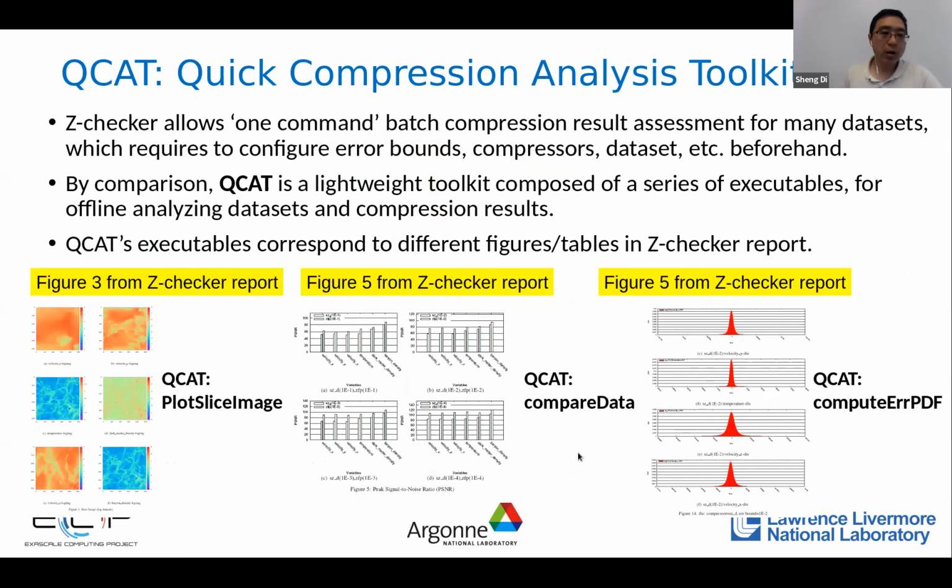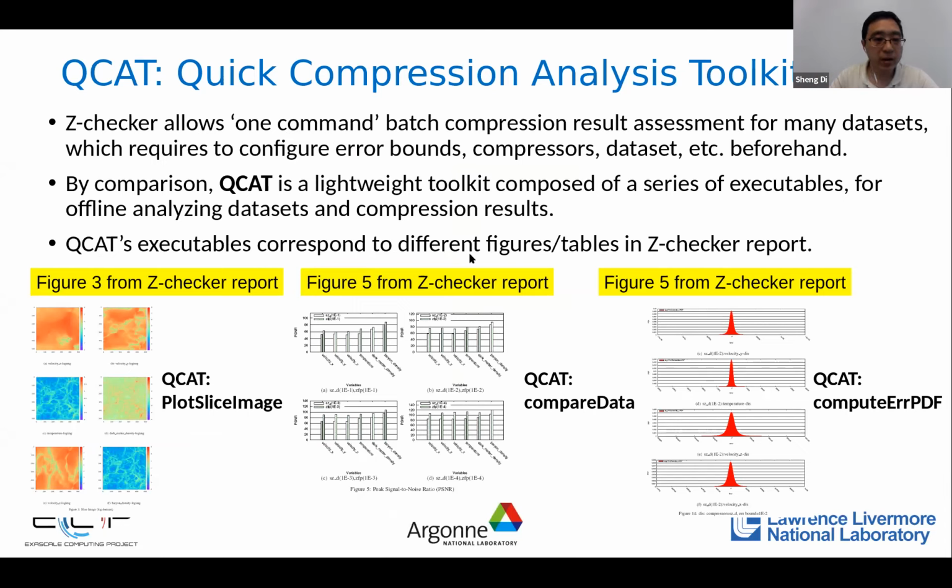Okay. So I would also like to mention another very useful utility toolkit, QCAT. QCAT is short for Quick Compression Analysis Toolkit. The key difference between QCAT and Z-checker is that QCAT is much more lightweight. If you want to use Z-checker, it is very convenient because you just need to run one command to perform the compression analysis for a batch of files or datasets.